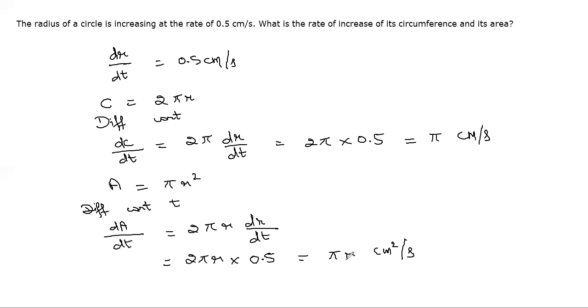When the radius of the circle is larger, the rate at which the area is increasing is also larger. When the radius is smaller, this rate is going to be smaller. For example, at some values of radius, the rate of change of area would have a few values. If the radius is 1 centimeter, then dA by dt will be pi. If the radius is 2, it will be 2 into pi, that is 2 pi. When the radius is 10, then the answer is going to be 10 pi centimeters square per second.